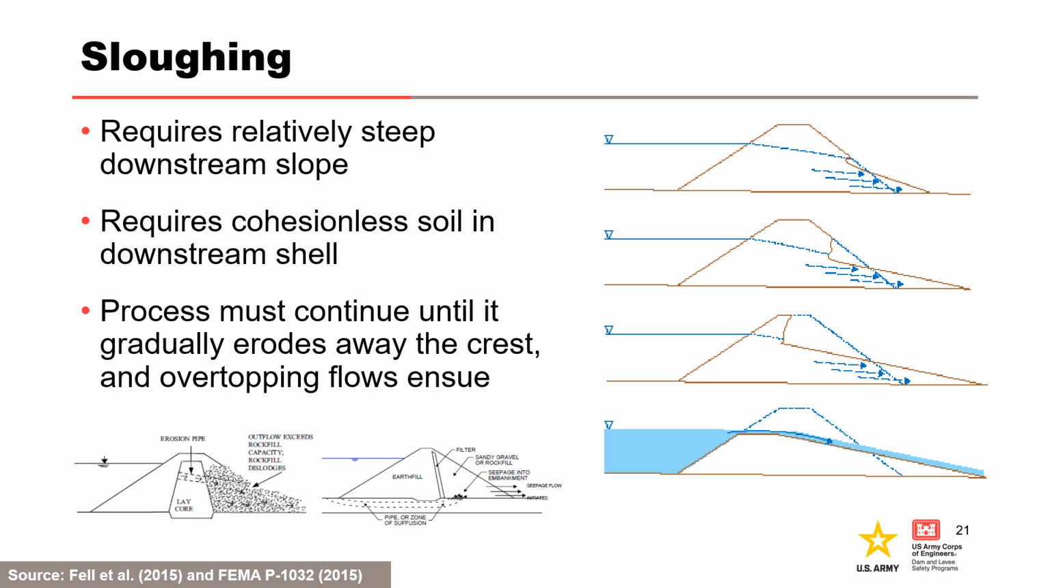The oversteepening and progressive slumping process would have to be allowed to continue until it gradually eroded away the crest and allowed the reservoir to overtop the embankment. Sloughing is a slowly developing breach mechanism, which should take days or weeks to lead to breach. The figure on the right illustrates progressive sloughing that occurs in a homogeneous embankment due to through seepage.